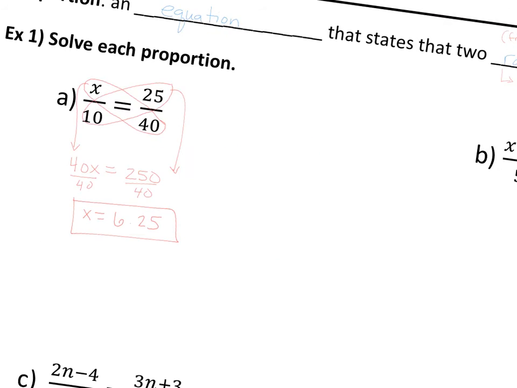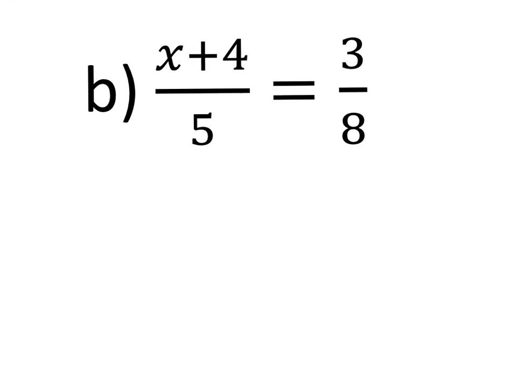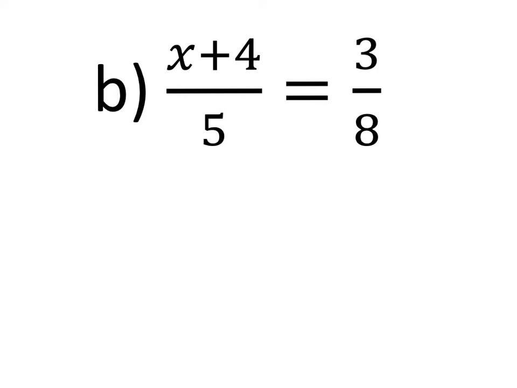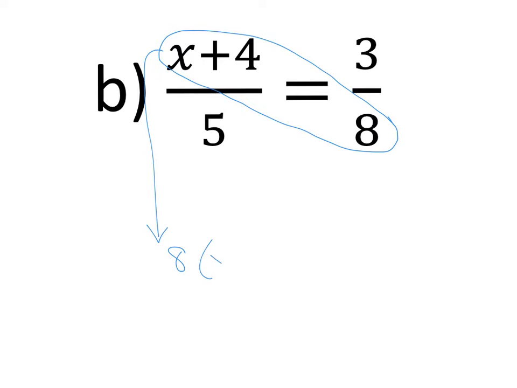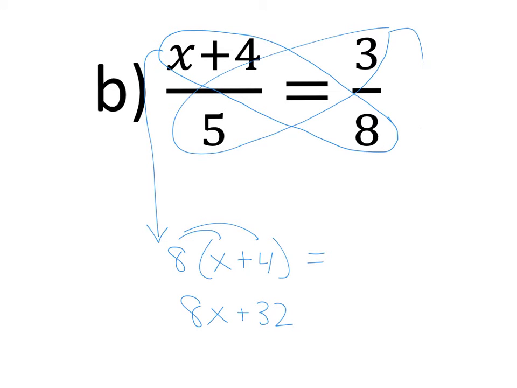All right, let's try another one here. We're going to cross multiply again. Now, we have to be careful on this one. When we cross multiply with an x plus 4, we actually have to multiply both parts by the 8. So you can think of it as 8 times x plus 4, and then you would distribute it through. Or you could just go straight into 8 times x is 8x, 8 times 4 is 32. Now cross multiply in the other direction. So 5 times 3 is 15.